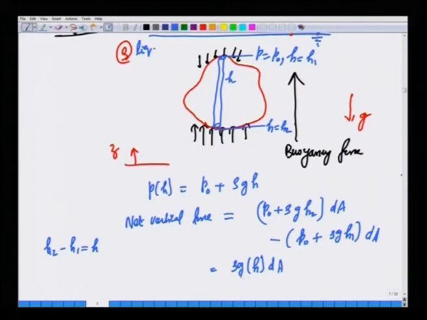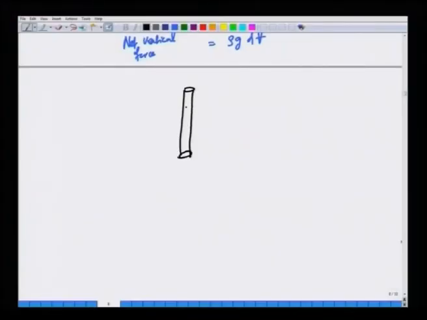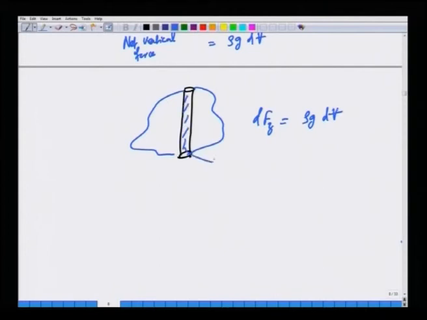This h dA is the differential volume of the cylindrical volume element. So, the net vertical force on this infinitesimal cylindrical volume element is rho g times the differential volume. So, for a cylindrical volume element in a solid that is submerged in a fluid, the differential force, let us call it dFz, is rho g times dV, where dV is the differential volume of this volume element. This is what we just derived.